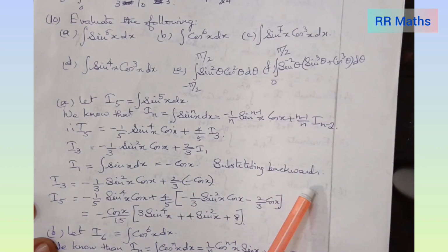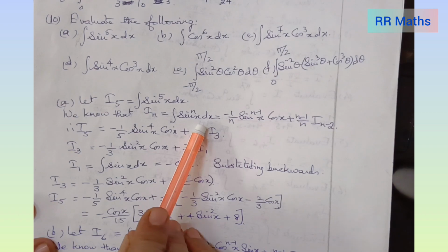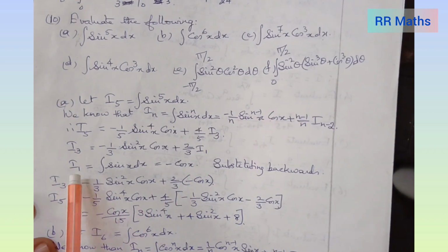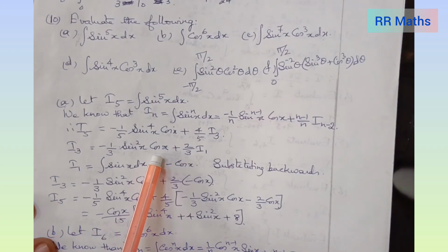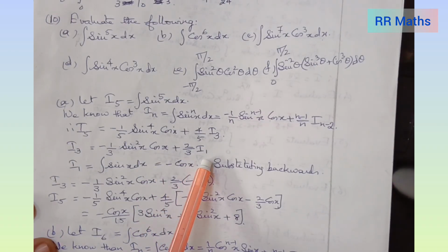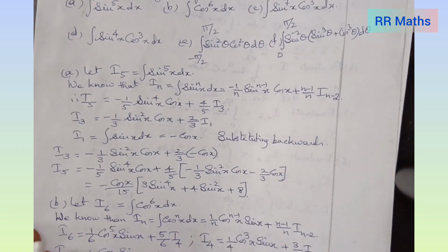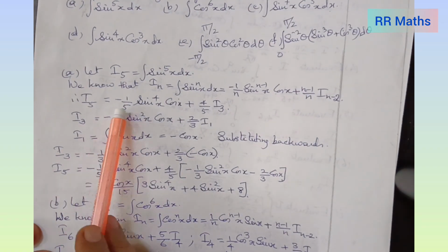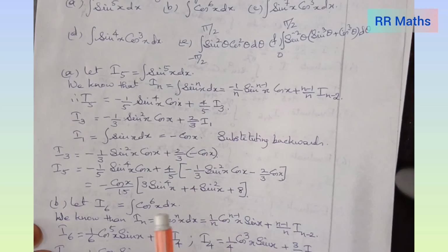Now use substitution backwards. Put this I1 in I3 and I3 back in here to get your I5 completely. So now I3 will become minus 1 by 3 sine square x cos x plus 2 by 3 into I1, which is minus cos x. Now you have I5. I5 was minus 1 by 5 sine power 4x cos x plus 4 by 5 I3.